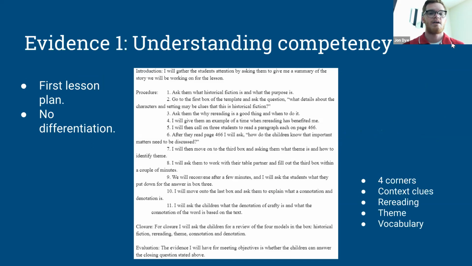And as I said, my first piece of evidence, or understanding competency, was my first lesson plan I had at the university. And as you can see within the picture of my lesson plan, there is no part that is for differentiation. This lesson was a 4 corners reading activity, as you can see in the lower right hand corner. In that activity, they were to talk about context clues, the purpose of rereading, find the theme of the story, and they had to do some vocabulary within those 4 corners as well.